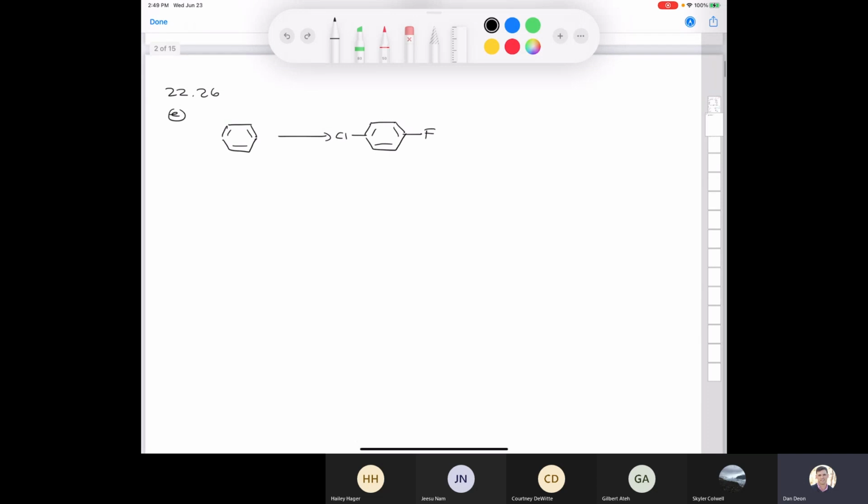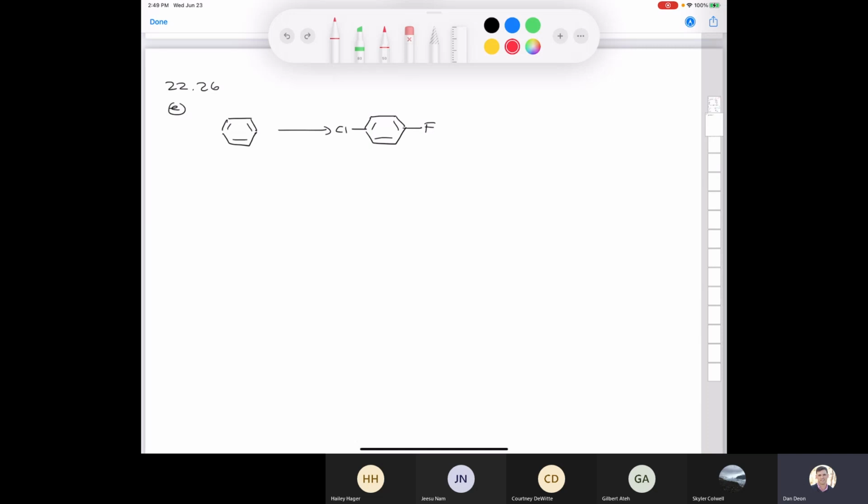Question 22.26e. It's kind of a funny one. We're starting out with benzene, and we want to put a chloro and a fluoro on our aromatic ring, and we want them to be para to one another. Well, we don't have too many ways of installing a fluorine on an aromatic ring, do we?